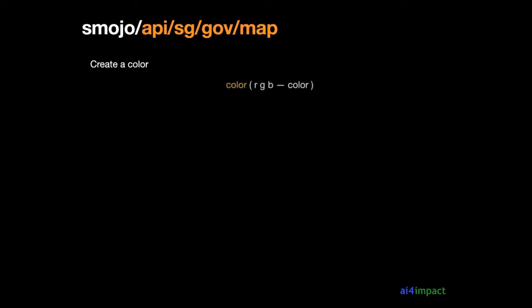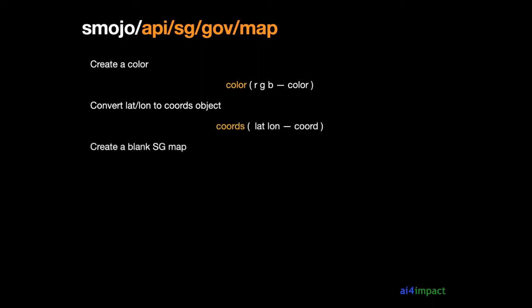To create a new color, use color with the RGB values from 0 to 255, and it will give you a color value. The next word you need is the one to convert latitude and longitude into a coordinate, and that's coords. Coords takes latitude and longitude and converts it into a coordinate that you can plot. To create a blank Singapore map, it's just SG. The SG map has a few inputs. All of this is explained in detail in the documentation, and I'll show you how to read that later on.